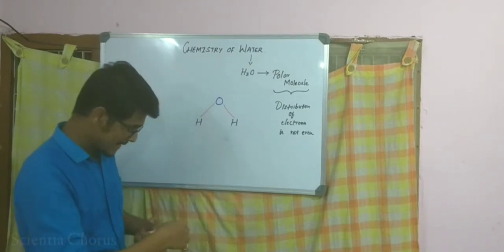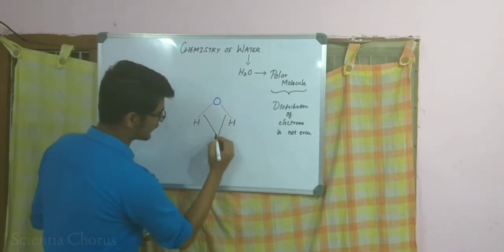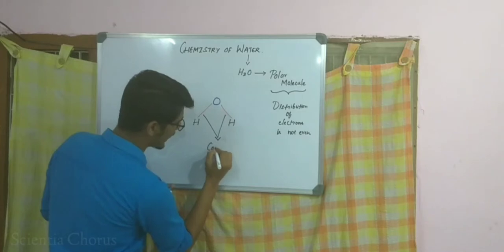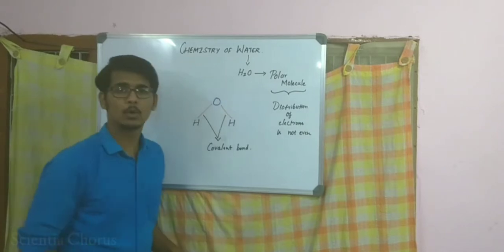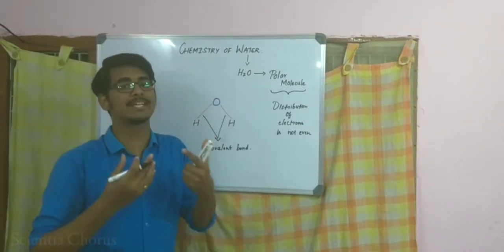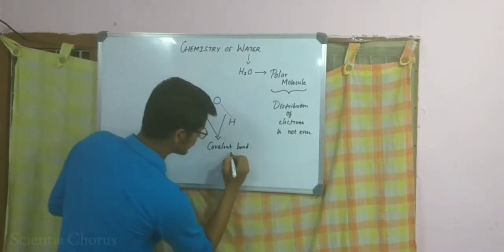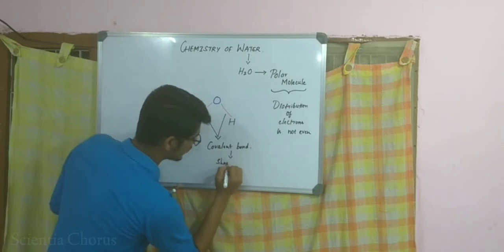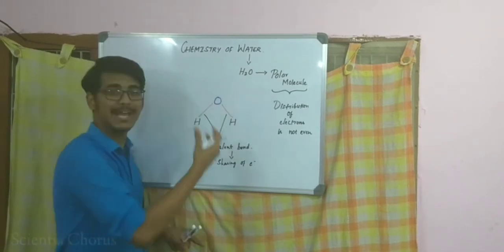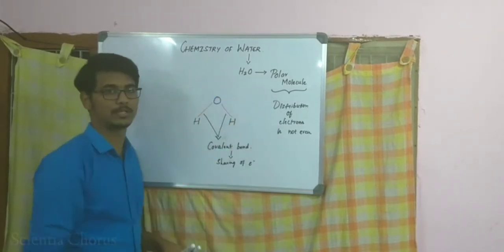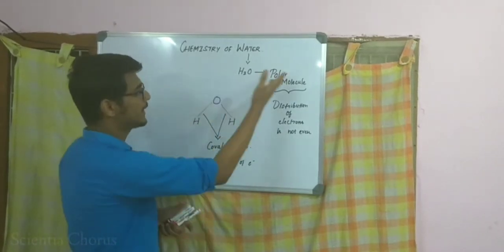In this case, the bond which has been formed between the oxygen and hydrogen is called a covalent bond. So what is this covalent bond? A covalent bond is nothing but a bond which has been formed due to the sharing of electrons between the atoms. So a bond formed because of the sharing of electrons between the oxygen and hydrogen is called a covalent bond. So what kind of sharing has happened, so that we are calling it a polar molecule?